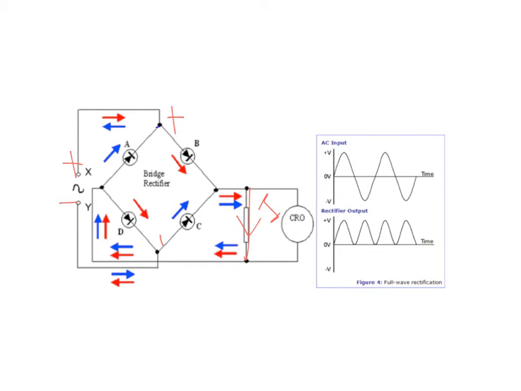But when you reverse the cycle, let's say this is now positive and this is negative. So current will come out from the positive here. It cannot flow here because it's reverse bias, so it flows here. It cannot flow here because it's reverse bias, so it flows here. So you notice the current still flows in the same direction. So the voltage across the resistor is still the same direction.